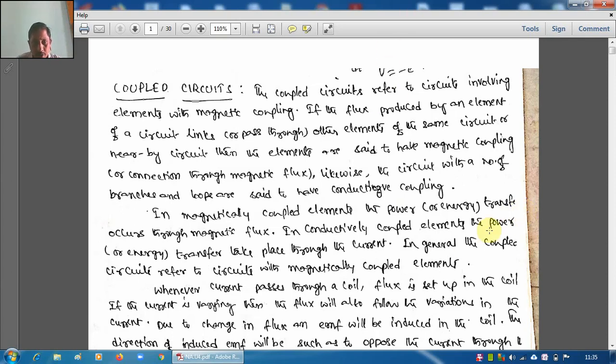This is the fourth unit. In that fourth unit, we have two parts. One is magnetic circuits and the analysis of simple magnetic circuits, and the next part is resonance, the resonance phenomenon in AC circuits.